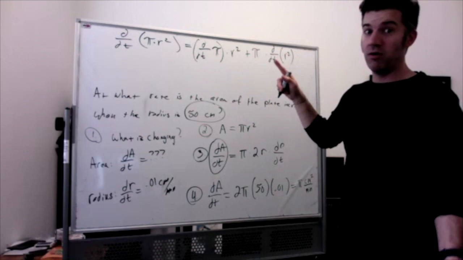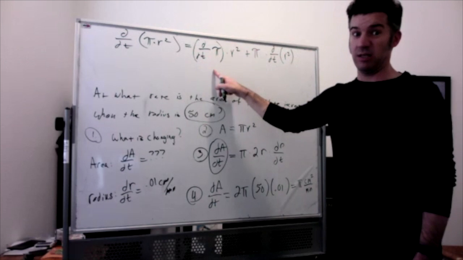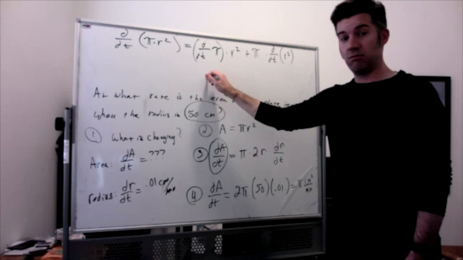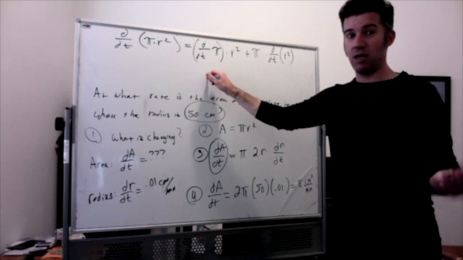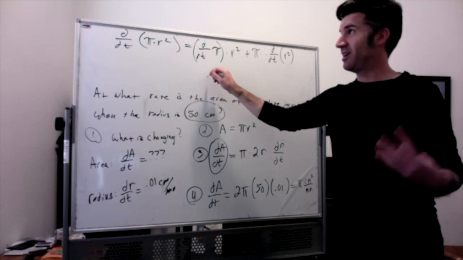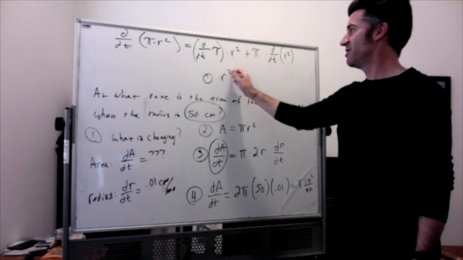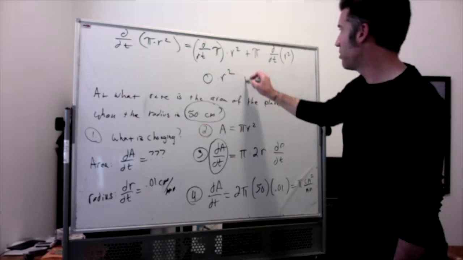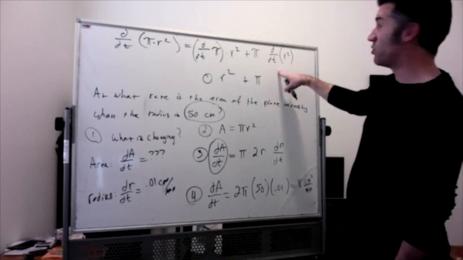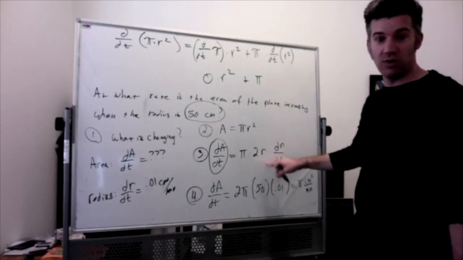But now, what's the derivative of a constant? Everybody. 0. Thank you. 0 times r squared plus pi times the derivative of r squared, which we already know is 2r dr/dt.